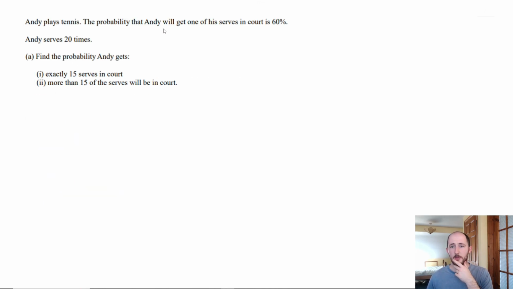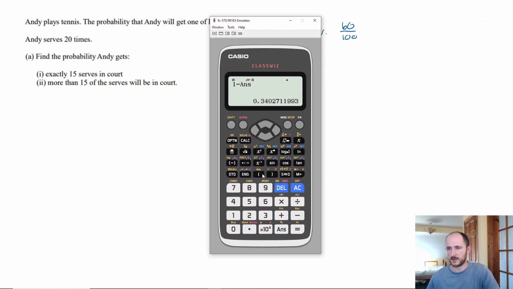Andy plays tennis. The probability that Andy will get one of his serves in the court is 60%. Again, that means you're just going to be writing it 0.6. However, you can actually put 60% in your calculator. You can even put fractions if you wanted to. Any of these will work. So you don't even need to do anything. You can just use the normal convention. Remember, to get a percentage on your calculator, it's shift and the answer button.